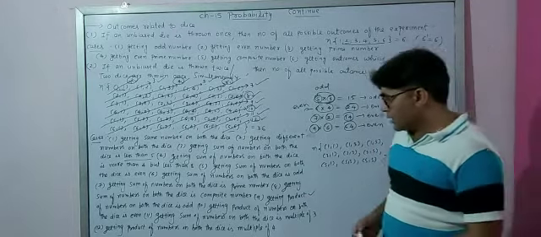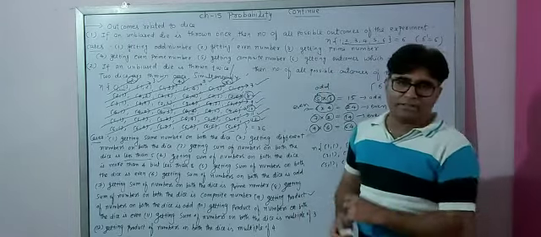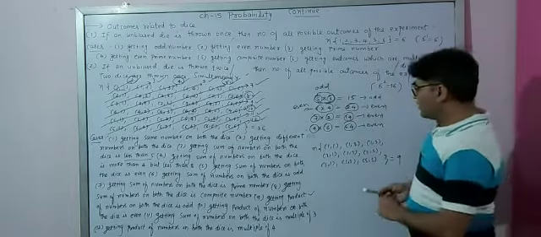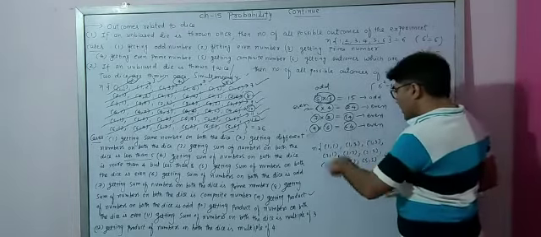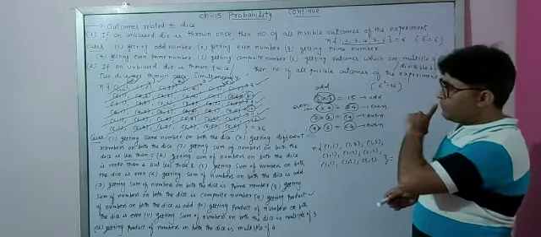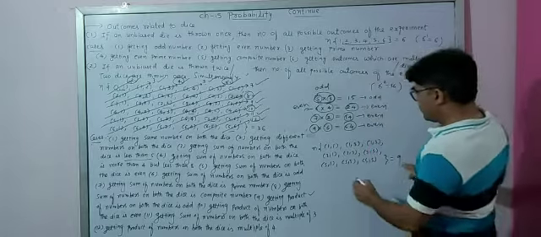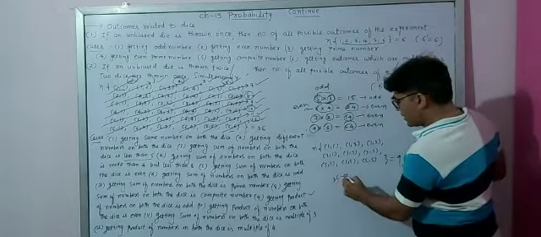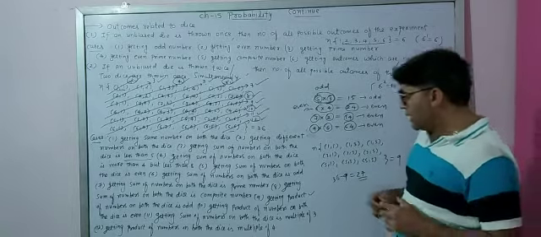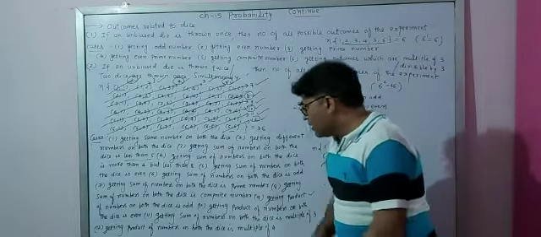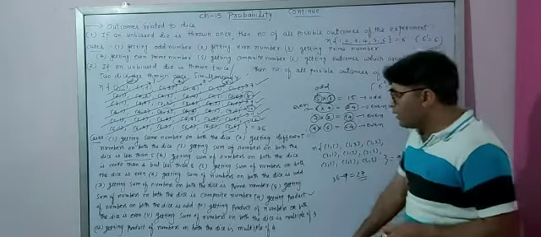Now the 10th case: getting a product of the numbers on both the dice that is even. It means the rest of these outcomes will be included in that case. So 36 minus 9 means 27 outcomes will be included in the 10th case. Now we will see the 11th case.